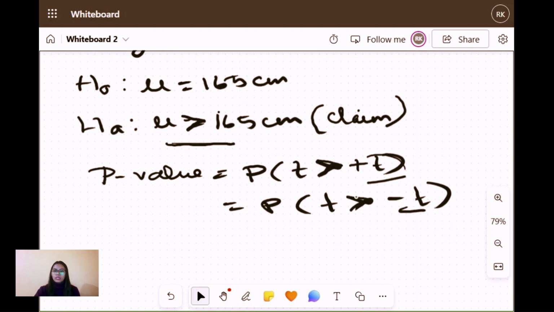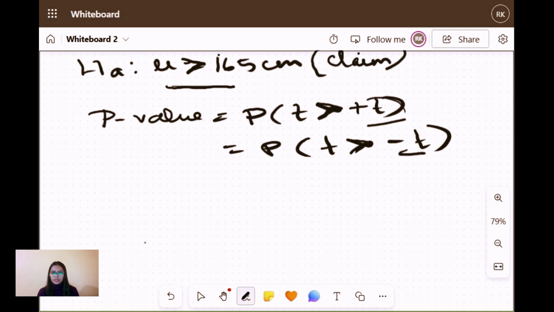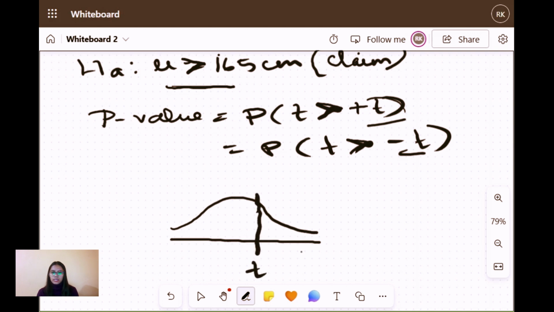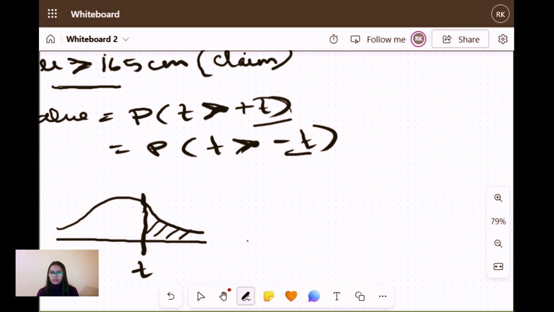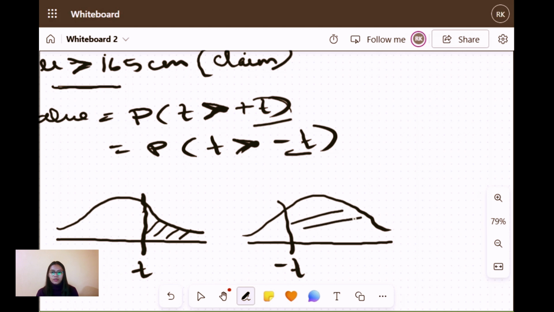Now let's have a look at a graph. How does it look for the right tail test? Suppose we have a positive t, then this right tail area is our p-value. And suppose we have a negative t, here minus t, then also the right side area is our p-value, for the right tail test.